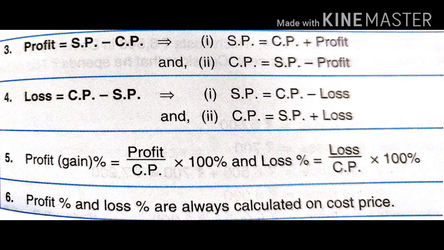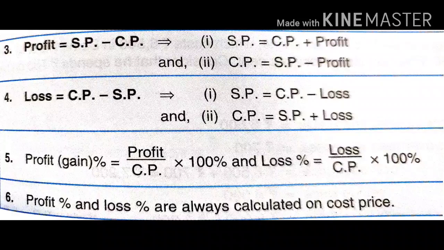How to calculate profit or gain percentage? What is another name of profit? Gain. Profit multiplied by 100 by cost price. Point number 6, always remember, whether it is profit or loss, it is always calculated on cost price, means in the denominator there will always be CP. You can check in the denominator of profit percent and loss percent there is CP.